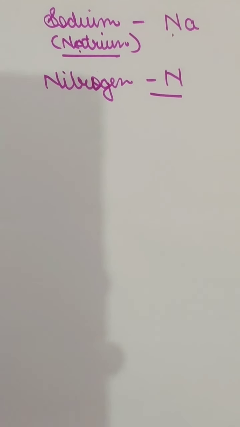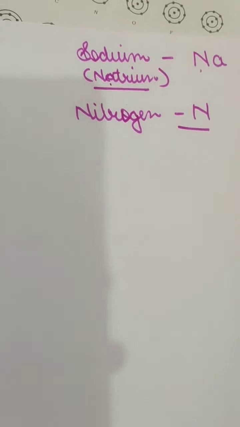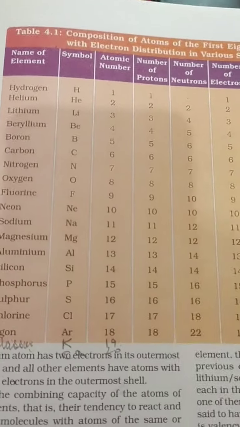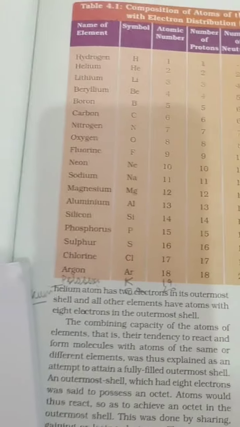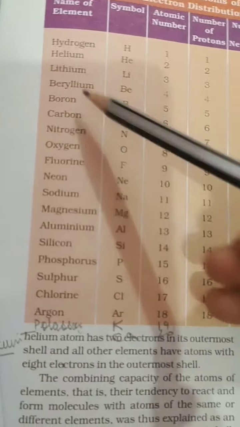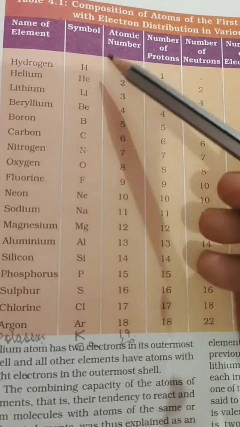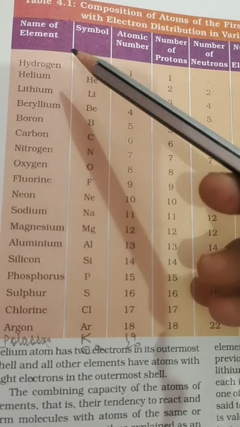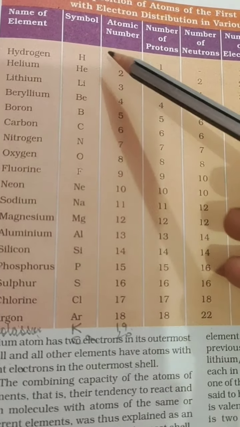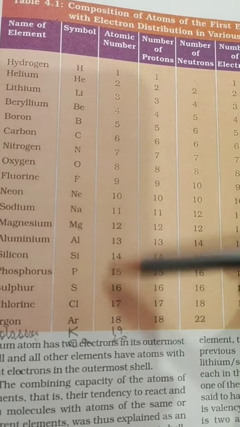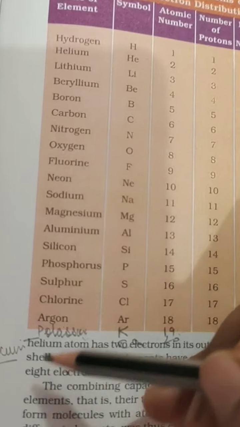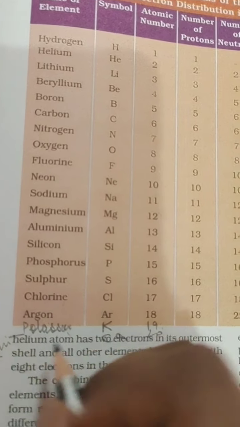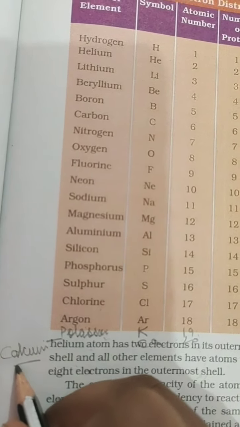So you have to learn all the symbols. The symbols have been given on page number 51. You have to learn these names. These are the names of the elements, and the symbols and atomic numbers have been written. So I want you to learn all the names in sequence, with their symbols and atomic numbers. Here there are only 18 elements, so potassium and calcium you have to add. Potassium is number 19 and calcium is number 20.